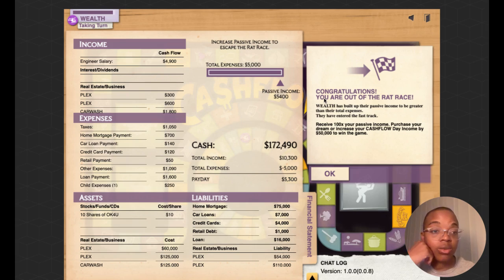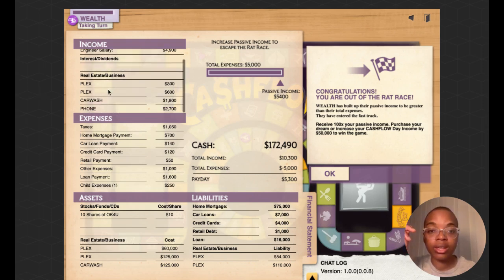And congratulations, you're out of the rat race. So I'm in part 2 now. Wealth has built up their passive income to be greater than their total expenses. So that's a key part. When your passive income becomes more than your total expenses, you're out of the rat race, right? I had 5,000 in total expenses, but 5,400 in passive income. That's the goal right there, y'all. That's a goal that 30 years later is still as relevant.